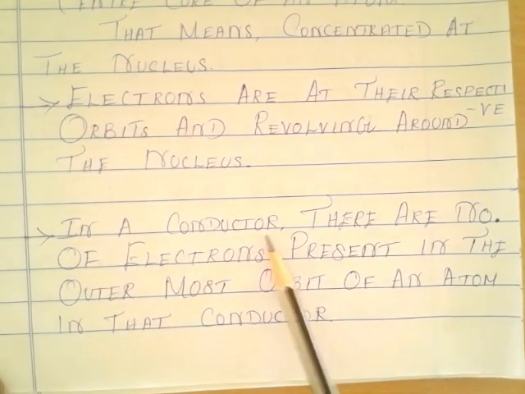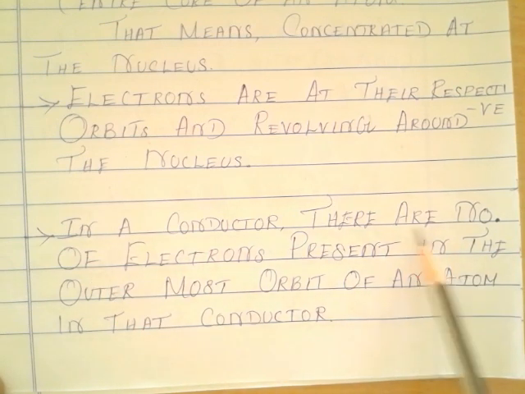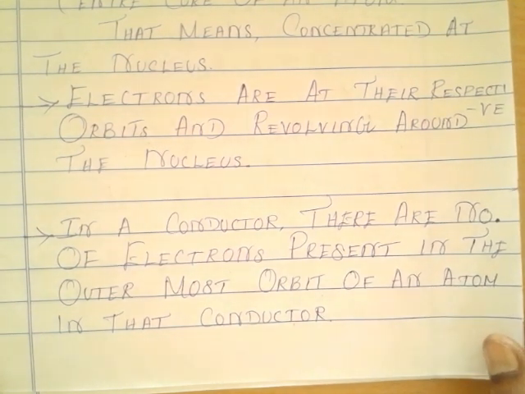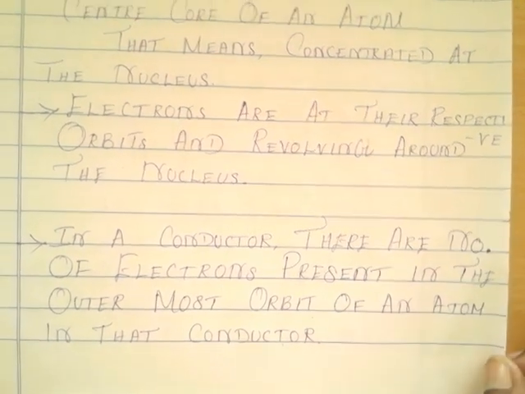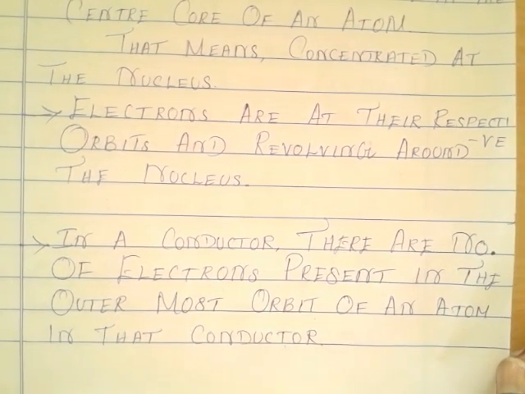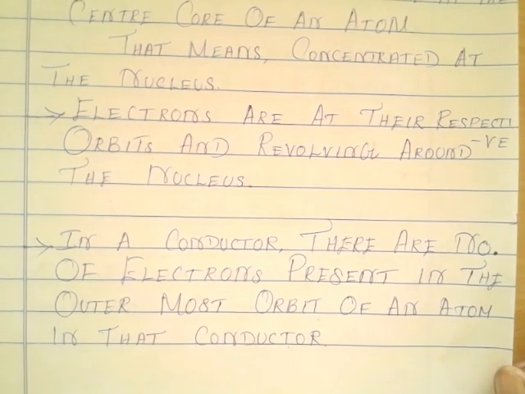In a conductor, there are a number of free electrons present in the outermost orbit of an atom in that conductor. Conductors means having free electrons in their outermost orbit. In case of an insulator, there are no free electrons in their outermost orbits, because all the electrons in that atom, according to the electron configuration, are bounded by the nucleus.